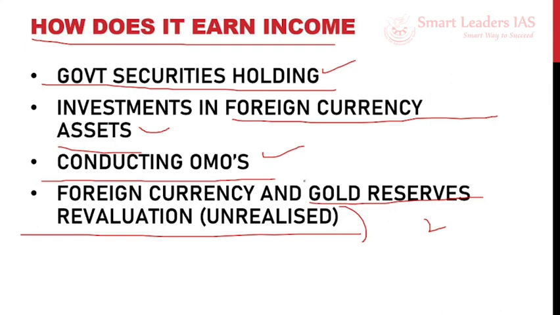But this is unrealized. Unrealized means only at the point of selling, it will have money. The balance sheet of the RBI will be changing, the assets and liabilities will be changing, but it doesn't mean that it is certainly going to have a higher amount. So, this is the income of the RBI. Every year it will be earning a certain amount of profit.